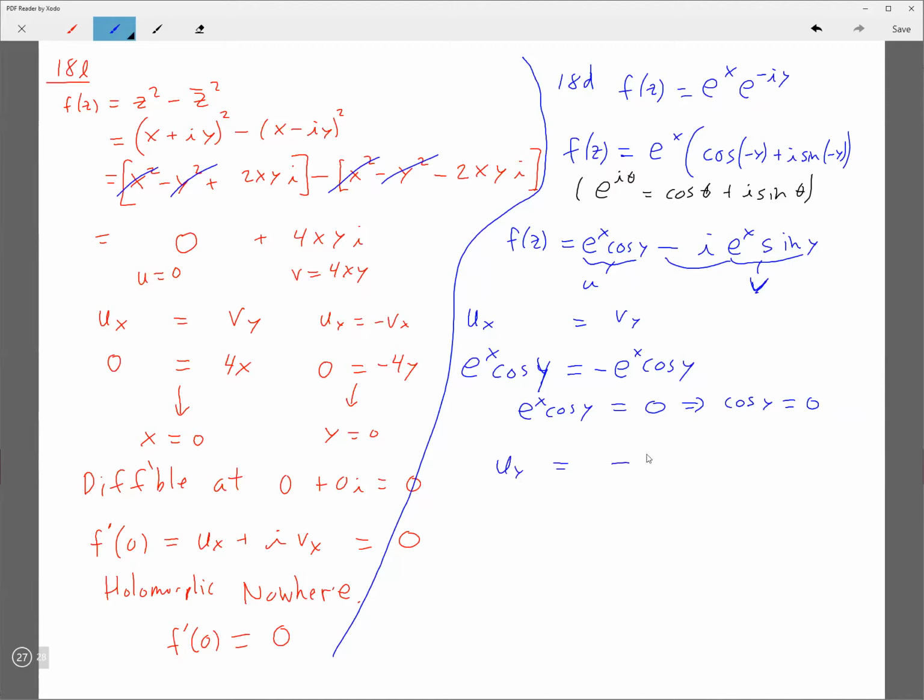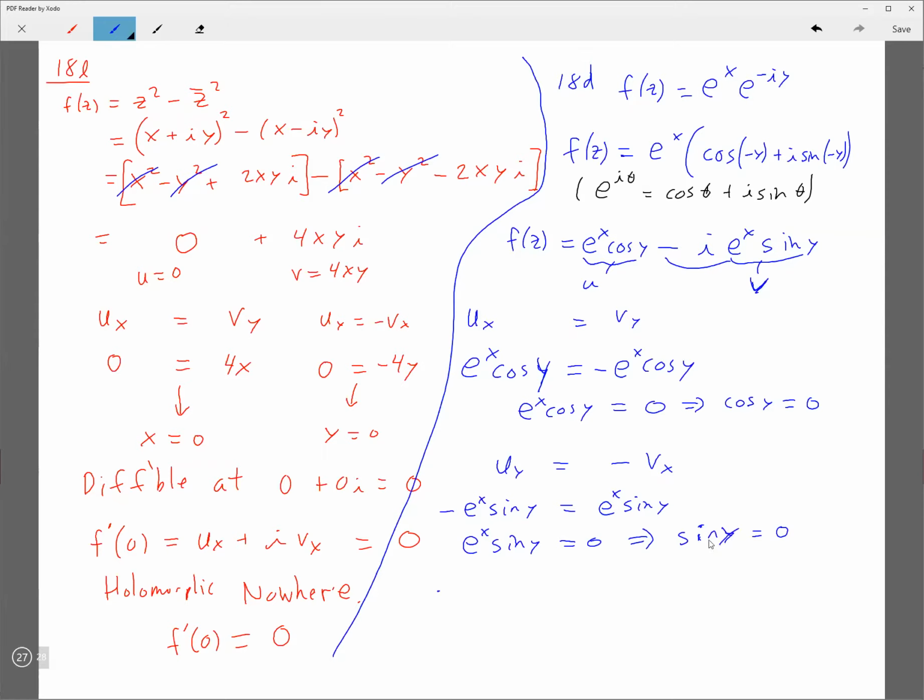So u y equals negative v x. What's u y? It's negative e to the x sine y. Yes. Now negative v x would be the negative of this, so that's going to be positive e to the x sine y. Again, they're negatives of each other, so that means it's got to be 0. So e to the x sine y has to be 0, which means that sine y has to be 0.